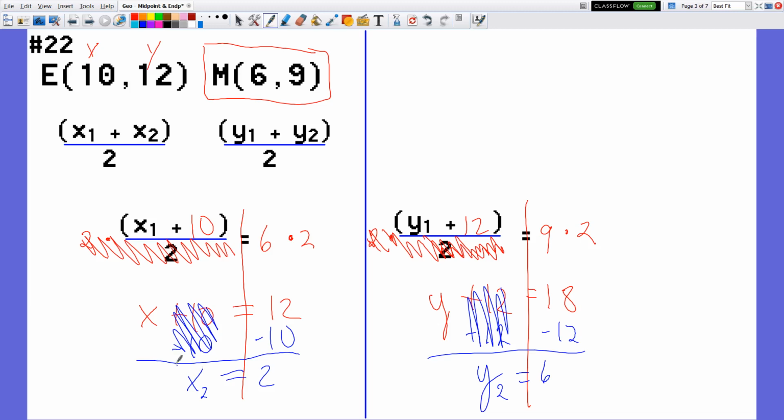I want you to go ahead and use this x2 and y2 to substitute back into the midpoint formula with the other endpoint of 10, 12. So 10 plus 2 divided by 2, and then 12 plus 6 divided by 2. See if you end up getting 6, 9. Check it.